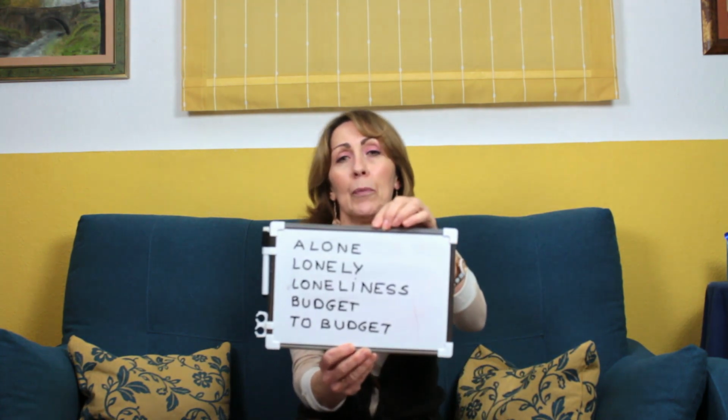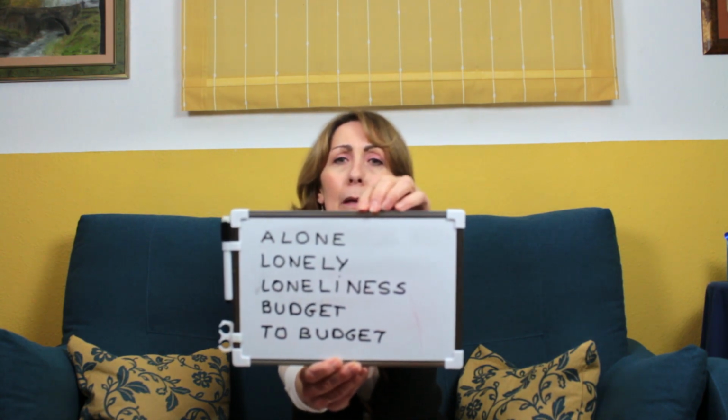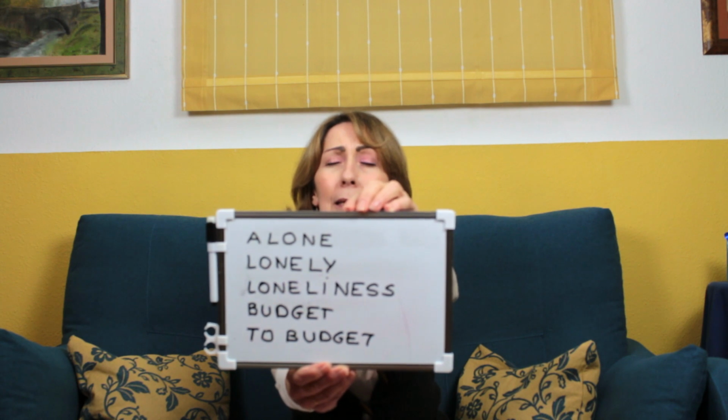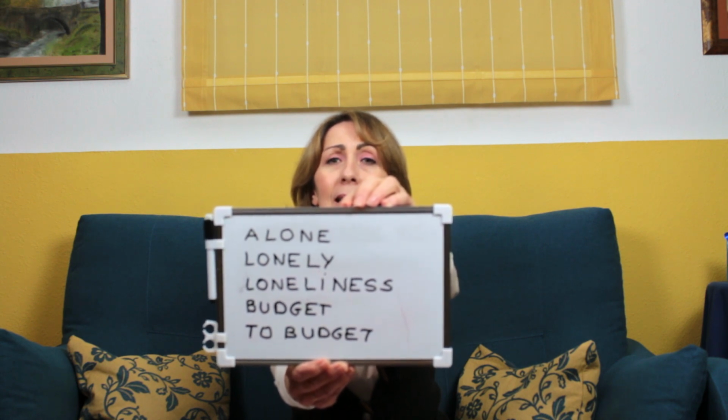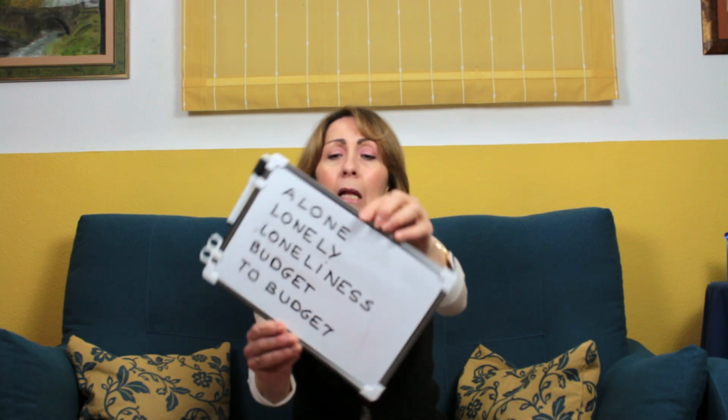Okay, let's go over the words. The adjectives alone and lonely, the noun loneliness, the verb and noun budget. I'm going to show you how to write them, how to spell them. Okay, alone, lonely, loneliness, and budget. Okay, now we are going to translate the sentences into English.